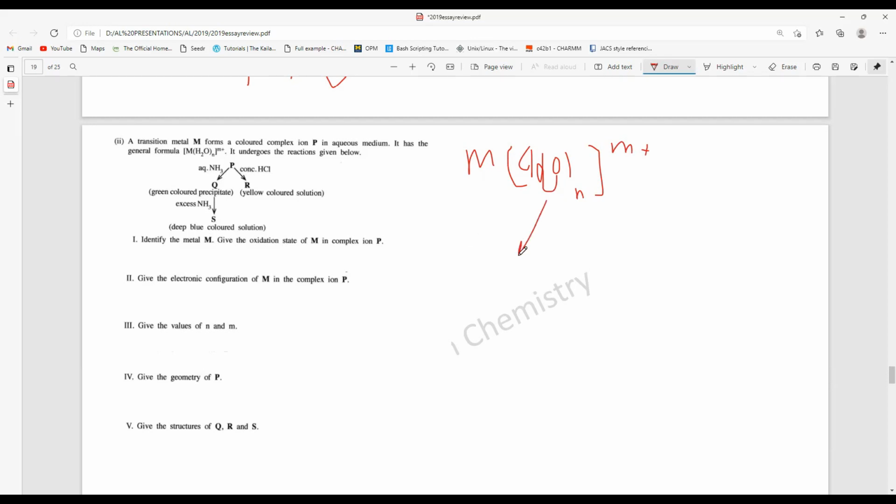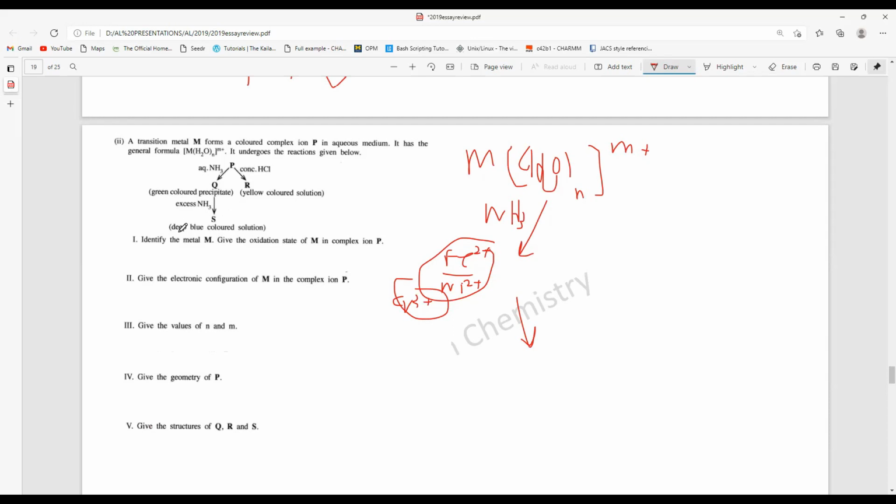So normally a green color precipitate with ammonia, what can it be? It can be Fe2 plus forming ferrous hydroxide, a little pale green in color. Then you have nickel 2 plus, which forms nickel hydroxide, which is also green in color. Or maybe it can be chromium 3 plus, chromic hydroxide, which is a dirty green color. So these three can be green.